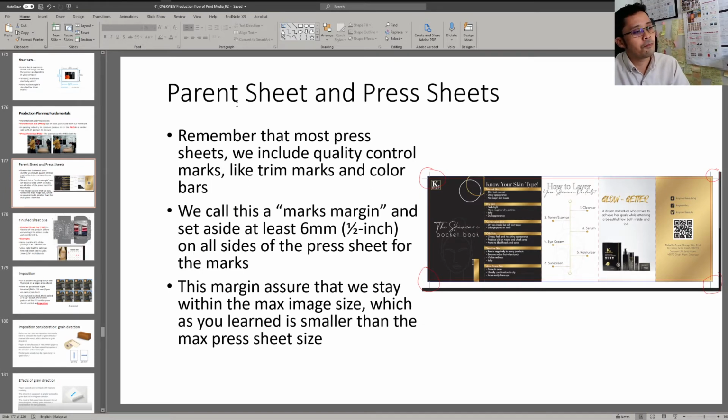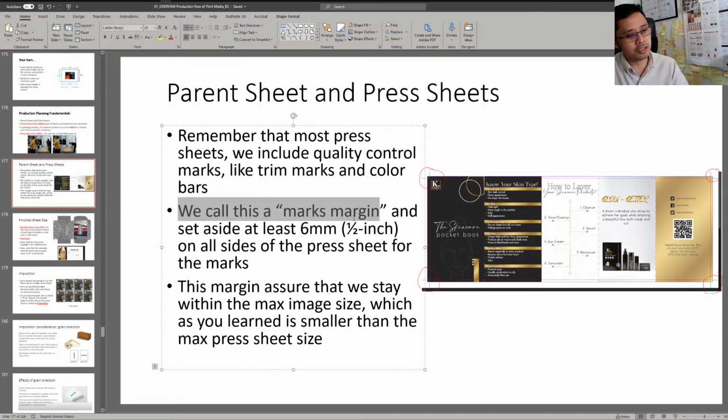Next. Parent sheet and press sheet. Remember that most press sheets we include, just now we talk about these marks, quality control marks like trim marks, color bar dan sebagainya. Untuk kawal kualiti. So, we include those. Kita masukkan marks tu. Trim marks dan sebagainya. Jadi, we call this a margin, and set aside at least 6 mm, ataupun setengah inci lah, on all sides of the press sheet for the marks.